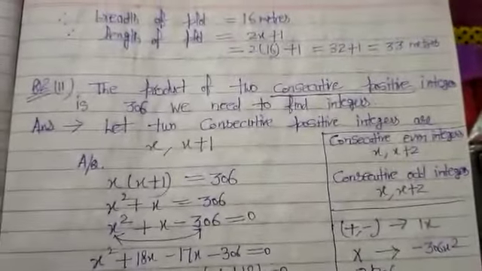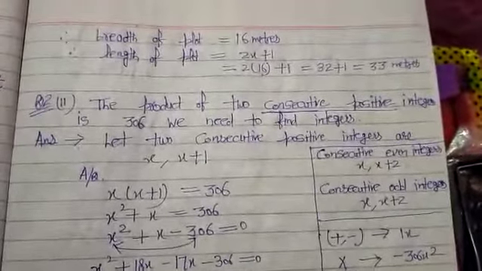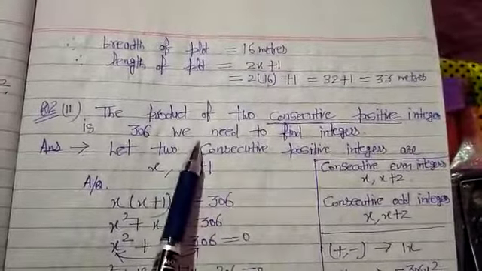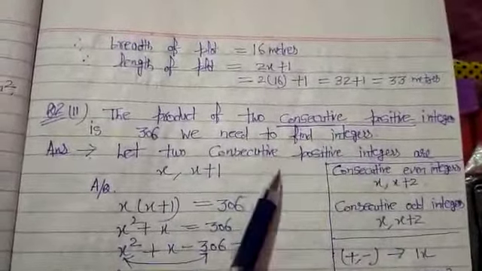One more question, second part of question number 2 I am taking. The product of two consecutive positive integers is 306. We need to find integers. He can ask find both integers, find integers.